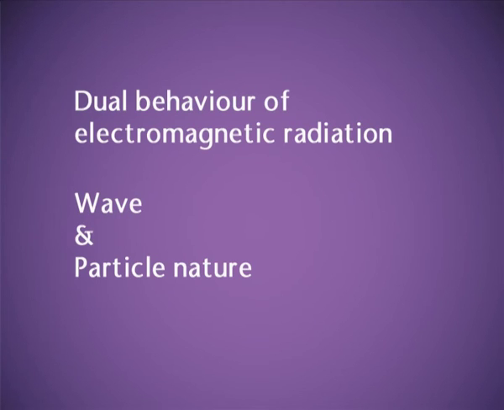Now the scientists were in dilemma that electromagnetic radiations have what type of nature, because some of the properties like interference and diffractions were explained by the wave nature, and the photoelectric effect or the black body radiation, they were explained by the particle nature. This confusion, this dilemma was resolved when the scientists decided to accept that the electromagnetic radiations have the dual behavior, that is, they have the wave nature and the particle nature.